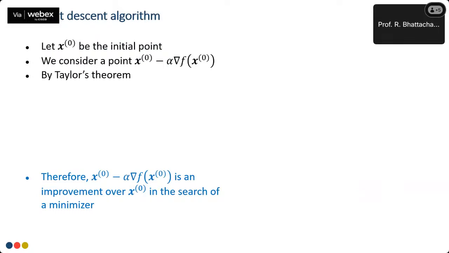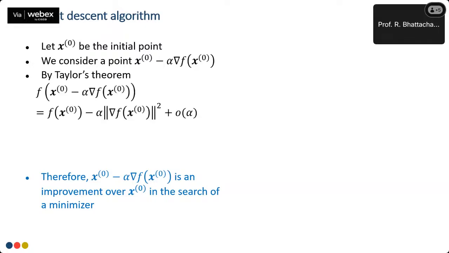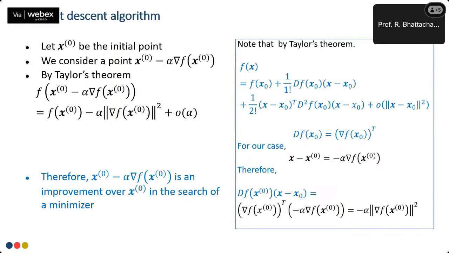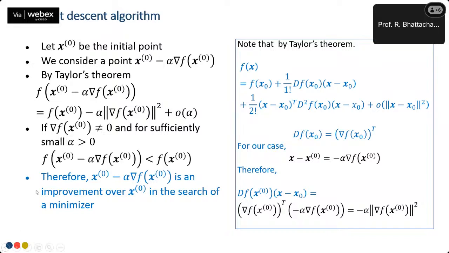So the gradient descent algorithm says, let x naught be the initial point. We consider the point x naught minus some alpha into gradient of f at x naught, and then use Taylor's theorem. If gradient of f at x naught is not equal to 0, then for sufficiently small alpha, f of x naught minus alpha gradient of f at x naught is less than f of x naught. And therefore, this quantity x naught minus alpha gradient of f at x naught is an improvement over x naught in the search for a minimizer.